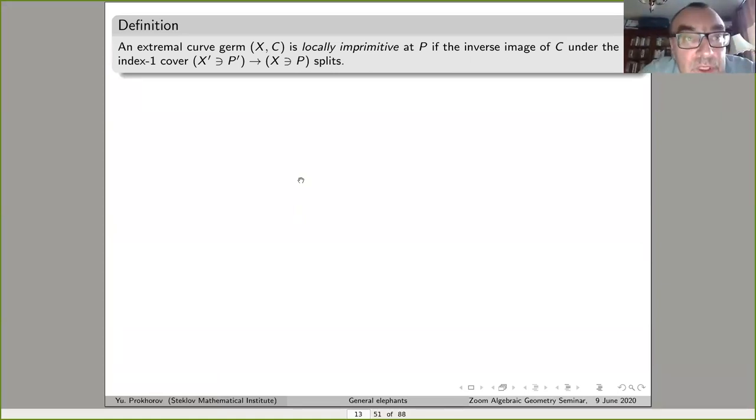Okay, one more definition. An extremal curve germ is called locally imprimitive if the inverse image of C under the index one cover splits. As I said, here I assume that C is an irreducible germ, a germ of an irreducible curve. Then C should be smooth, but nobody promised that it is. It will be smooth once we take the pullback under the index one cover.